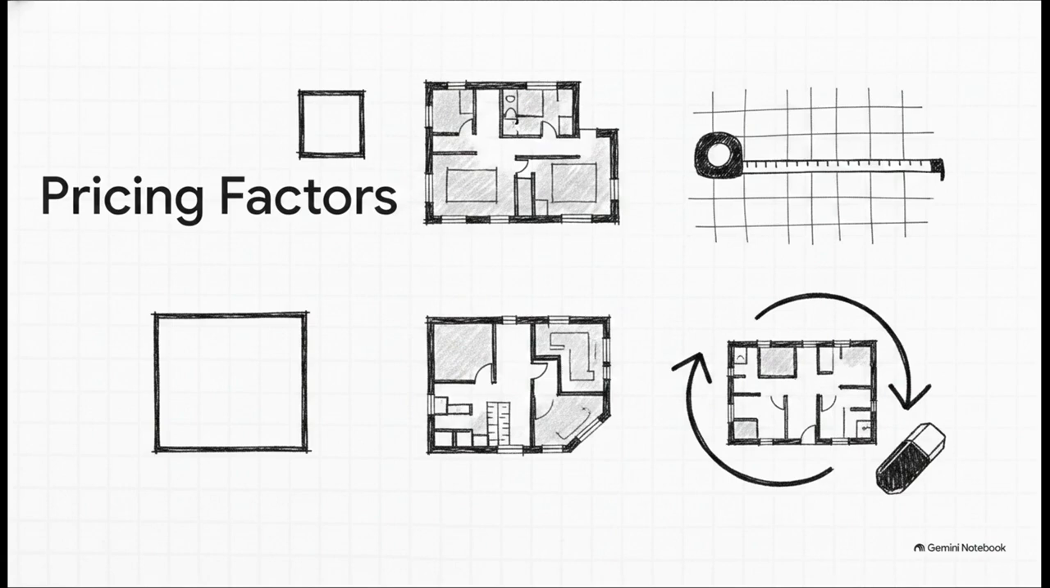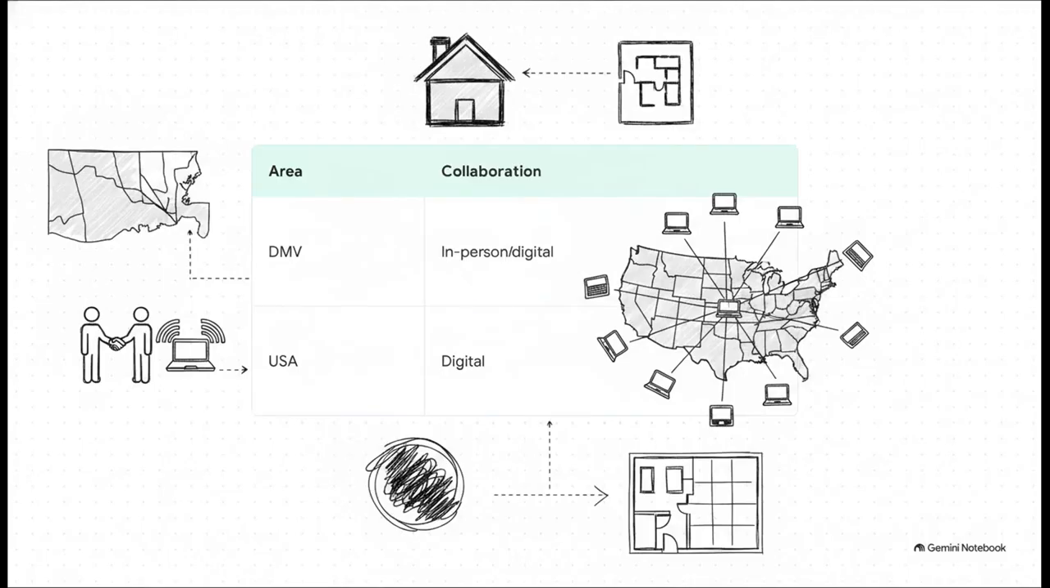So you might be wondering, where exactly is this service available? Well, for homeowners and property owners located in the local DMV area, so that's DC, Maryland, and Virginia, there is a dedicated local service that actually allows for both in-person and digital collaboration. It's a really nice touch for folks who prefer a more hands-on, local connection.